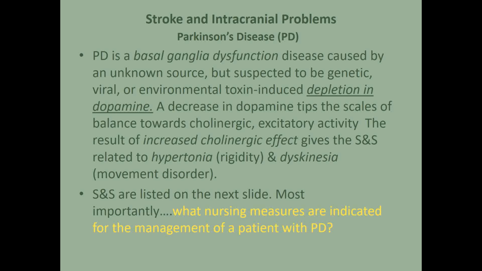Well, the problem with Parkinson's disease is there is a decrease in dopamine, and because there is less braking of neuron activity, what happens is the acetylcholine, the cholinergic or excitatory effect, is what is seen. And so that's what gives rise to the signs and symptoms of an individual who has Parkinson's disease. And these are related to hypertonia, which is rigidity, and dyskinesia, which is a movement disorder. I've got the signs and symptoms listed on the next slide.